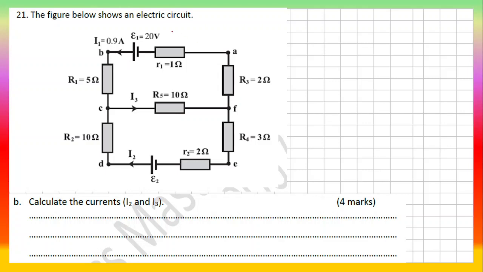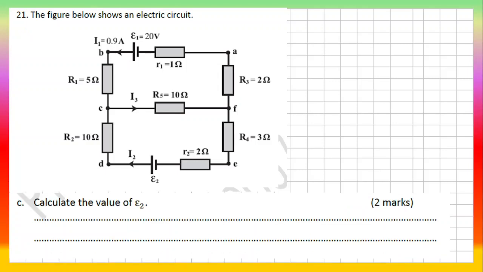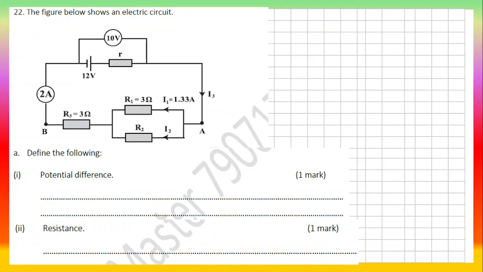We solved question number 21 in session 3, part B. Now we want to look at question number 22. The figure below shows an electric circuit. Define the following: potential difference and resistance. How do you define potential difference?